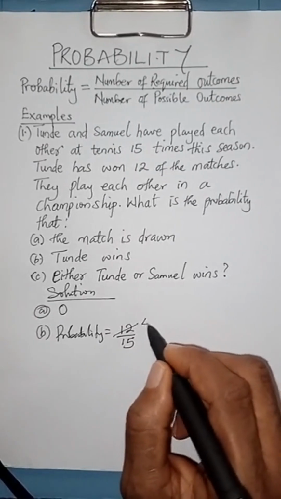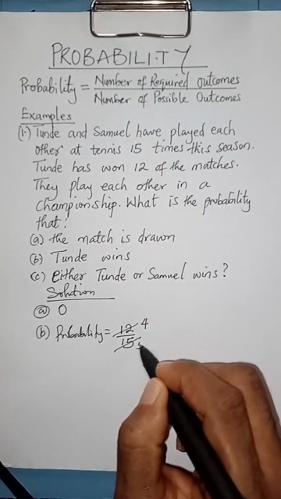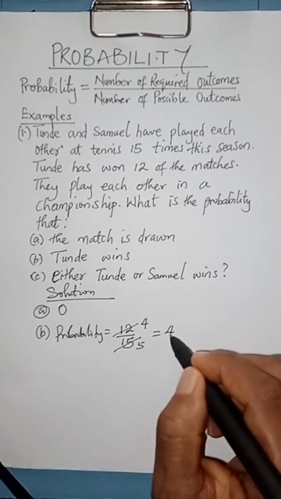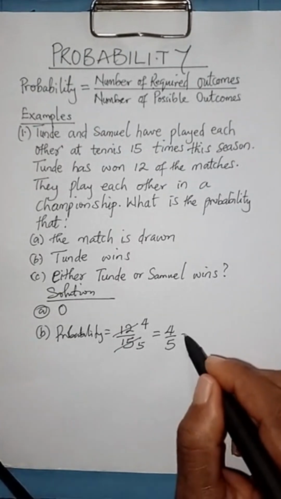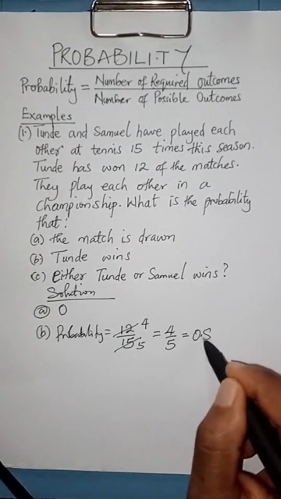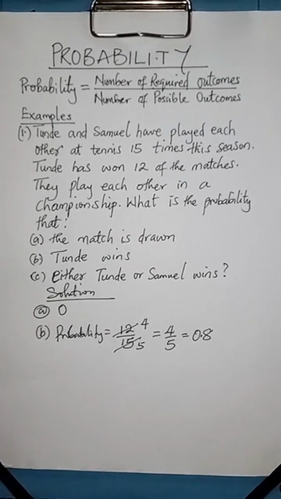3 can divide into 12 to give 4. 3 can divide into 15 to give 5. So this gives you 4 out of 5. If you want to leave your answer as a fraction, it's possible. It is 0.8. So you can see that your answer can never be greater than 1.